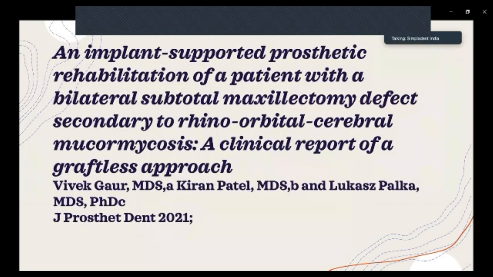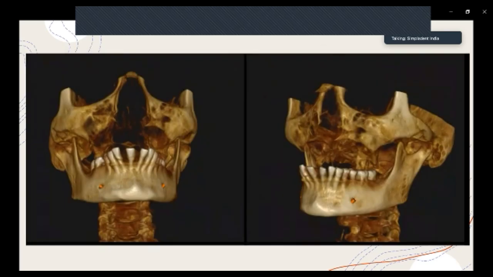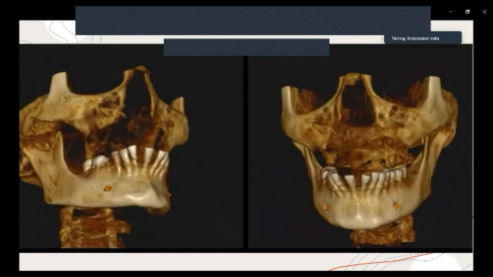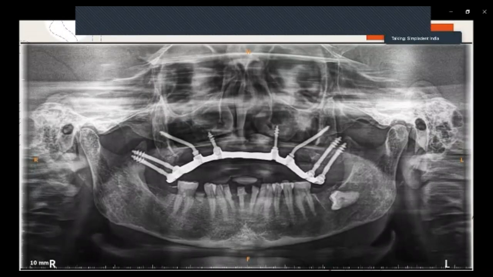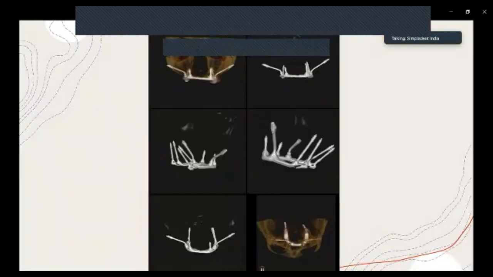Then one more thing. In 2017, we did one more patient who had mucormycosis, and we rehabilitated him, and it has already been published. Today, if I were to have this case, I would do the glabella implant, but at that time I didn't know any glabella implant. So this case, we did it. And from that day, we came to know how poorly mineralized the bone is.